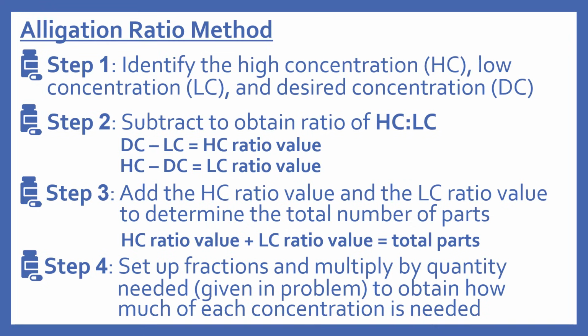And step three, we'll add the HC ratio value and the LC ratio value to determine the total number of parts. So that will give us the total number when we add those together. And step four, we're going to set up fractions and multiply by quantity needed, which will be given in the problem, to obtain how much of each concentration is needed. So that's just an overview of the steps to do the ratio method.